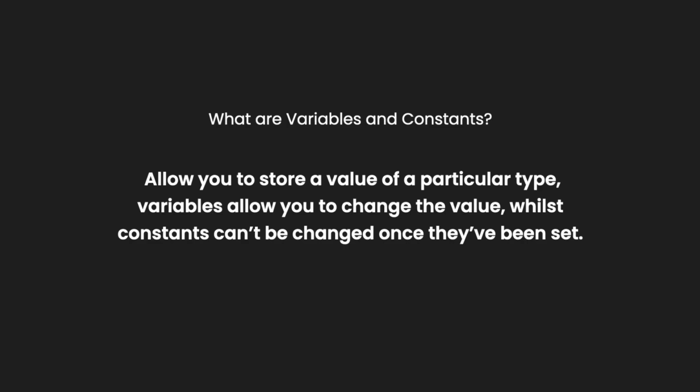With a variable, you can store a value and then change that value again in the future. But constants in Swift are a bit different. Constants in Swift allow you to set the value, but once you set the value, that is it. You cannot change it once it's been set.